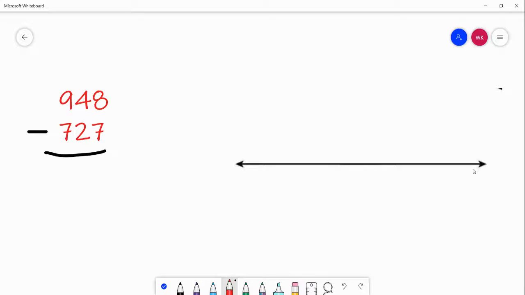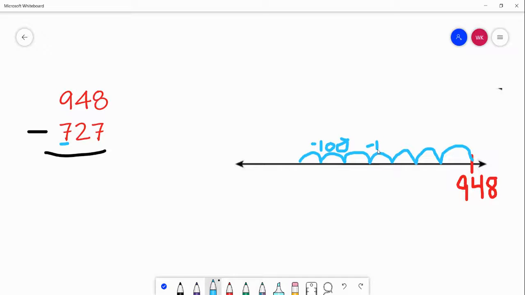All right, so hopefully you guys wrote this problem down. Remember, you're always going to start with your greater number at the beginning or the larger side of your number line. So we have 948, and now we are going to start subtracting. We are in our hundreds place right now, and we need to subtract 700. So we have 1, 2, 3, 4, 5, 6, 7. These are all subtracting 100. All of these blue jumps, all subtracting 100.